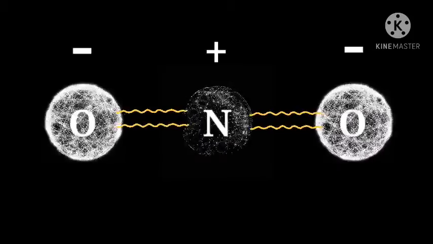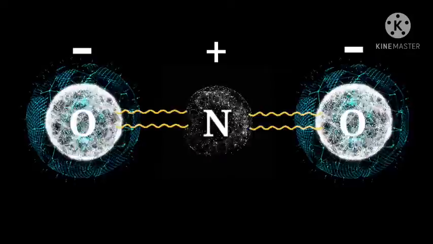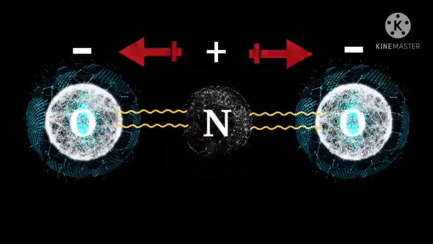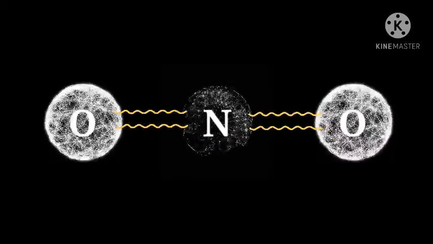NO2+ is a non-polar molecule because of its linear structure, which cancels out opposing dipole forces. This results in a molecule that does not have a permanent partial charge.